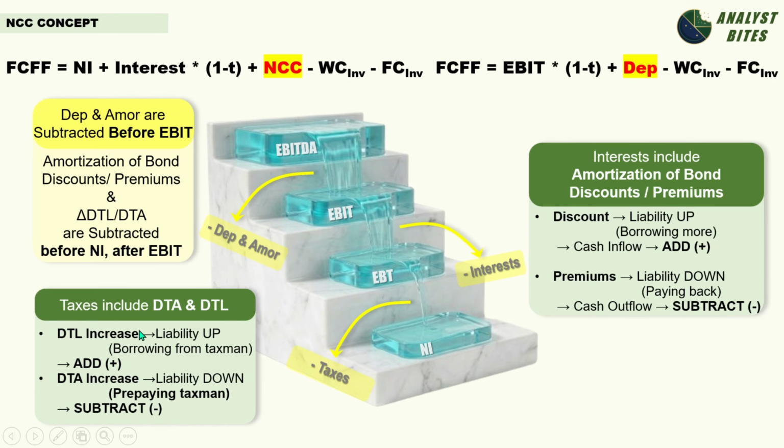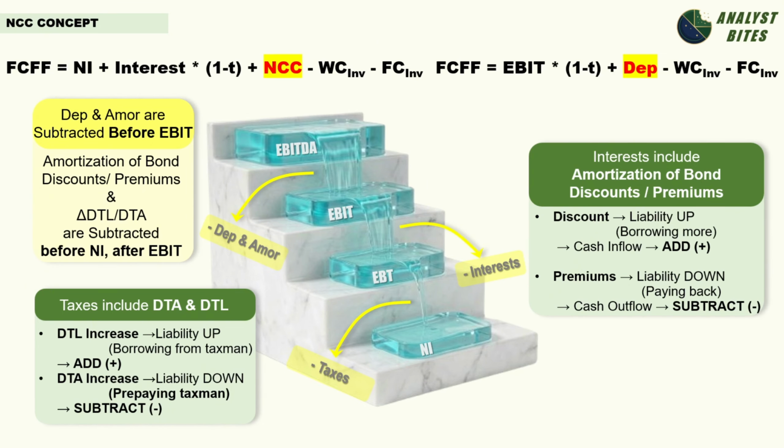The second one is a change in deferred taxes, which is baked into the tax expense. As we learned in Level 1, an increase in deferred tax liabilities means you are paying less tax right now. Treat this as an interest-free loan from the tax authority. You owe more money, which is a cash inflow, so we add it. On the flip side, an increase in deferred tax assets means you paid tax upfront. That's a cash outflow, so we subtract it.